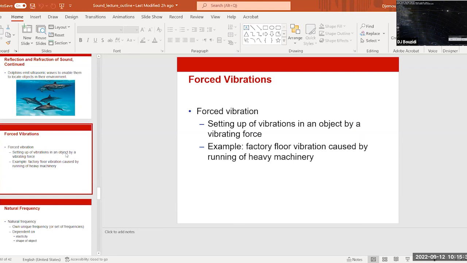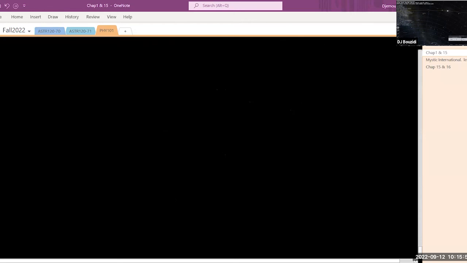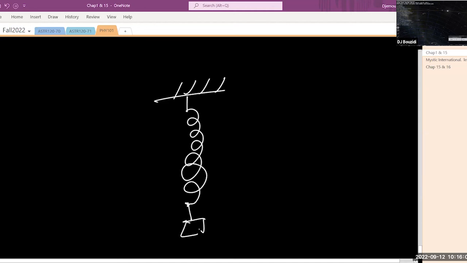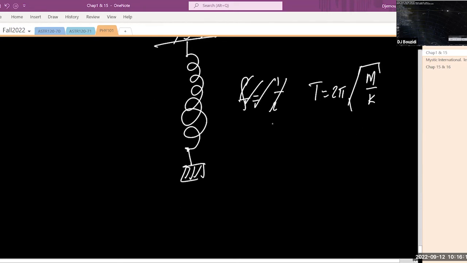In the case of the string, for example, when I was giving the example of moving up and down, that is a forced oscillation. But let me go back to my example earlier, okay? For the string in here, in general, it doesn't have to be a string. Let me go into my notes. Every system, even the mass spring system, has its own frequency. Let me write the period. The period is 2π√(m/k). And the frequency in this case is just (1/2π)√(k/m). So this is called the natural frequency.